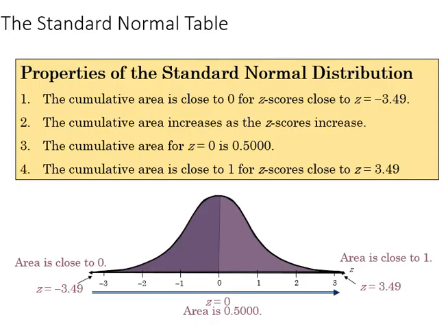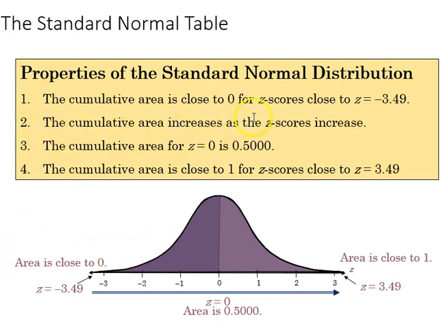And the standard normal distribution has the following properties. One, cumulative area close to 0 for z-scores close to z equals minus 3.49. And remember, the cumulative area is anything that follows along as we move from left to right. So below negative 3.49 is close to 0. Remember, this line never actually crosses 0. It just gets infinitely smaller.